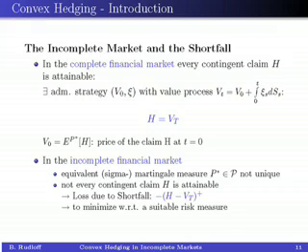We also know that not every contingent claim is attainable, which especially means that this equality is in general not satisfied. And this is why in the incomplete market, we will try to minimize the risk of the shortfall, which means we look at the cases when our replicating portfolio is less than the claim, the payoff of the claim we want to hedge. And we want to minimize the risk of this event.